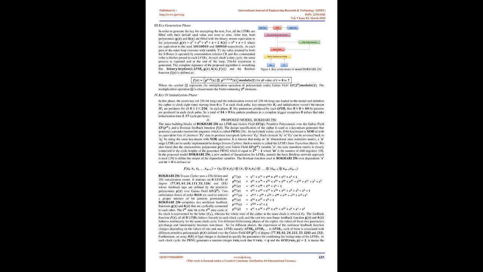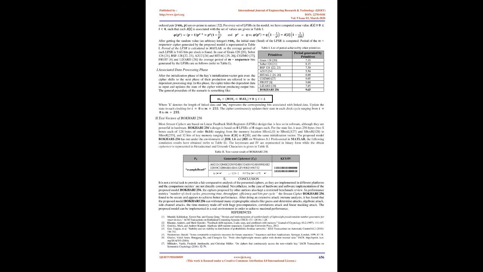At each pass of the outer loop, traverse with the variable, the value attained by both the S-boxes is operated by commutation relation CR and this commutated value is further passed to each LFSR. At each clock's duty cycle, the same process is repeated and at the end of the loop, a 256-bit key stream is generated. The complete signature of the proposed algorithm is something like this, where the symbol represents the multiplication operation of polynomials under Galois field. The multiplication operation is closed under the field containing elements.